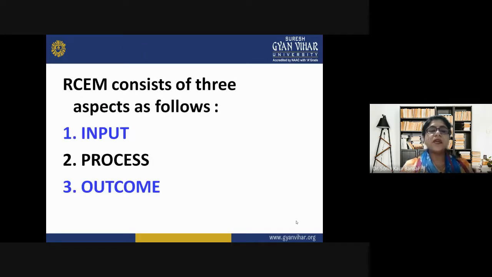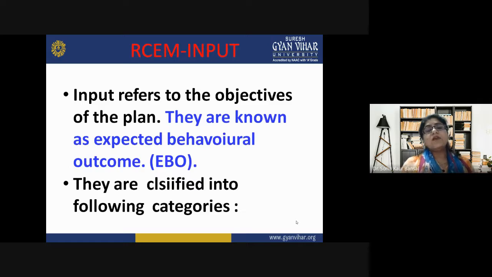So the RCEM approach consists of three aspects, as you can see. Three main aspects, that is input, process, and outcome. This is how the lesson planning is done according to the RCEM approach. So input, process, and outcome, this process is followed in any lesson plan. Now let's talk about RCEM input. Input refers to the objectives of the lesson plan.